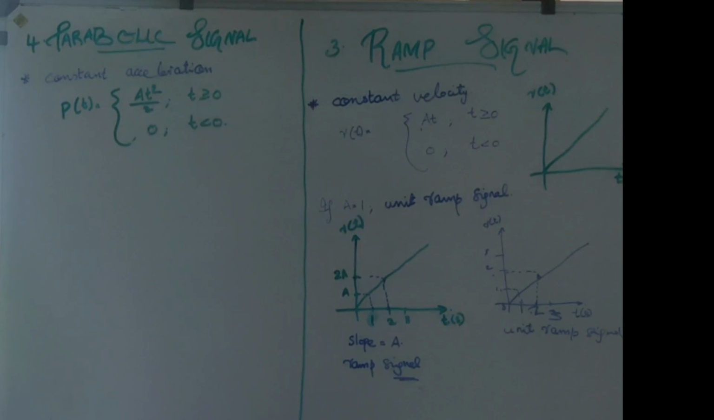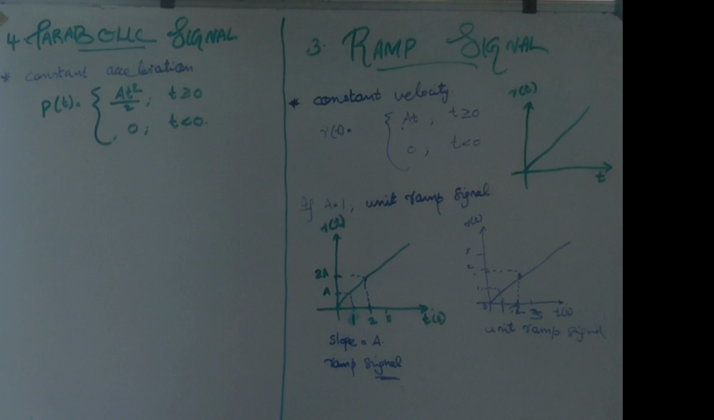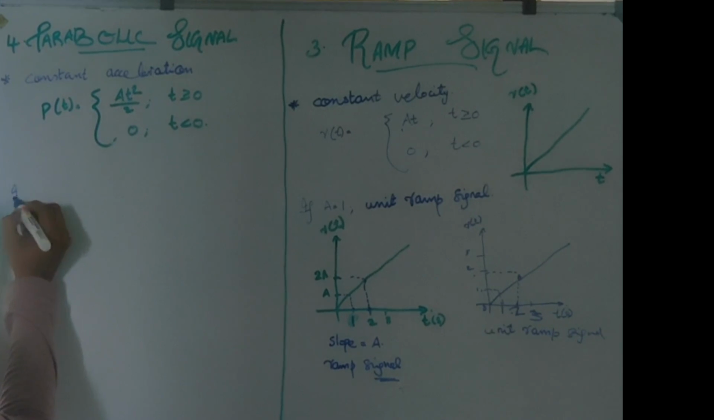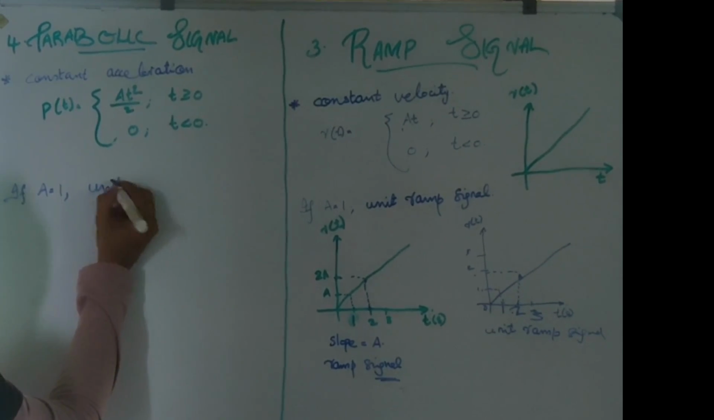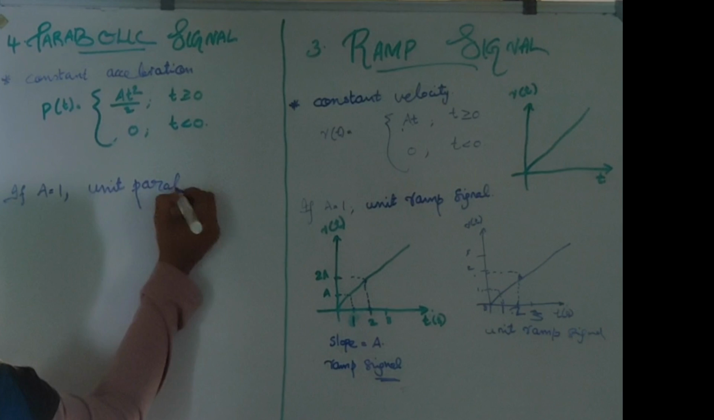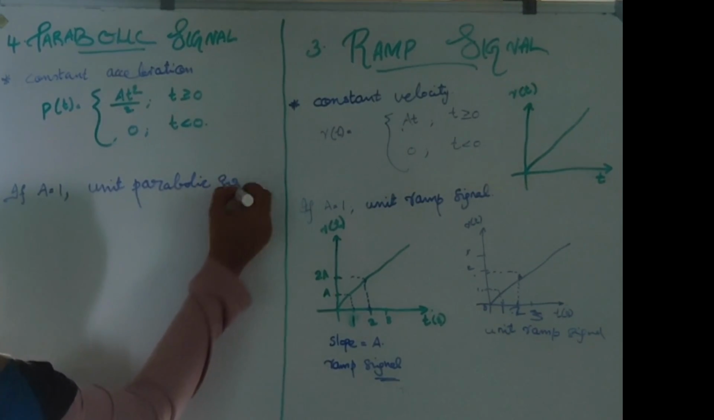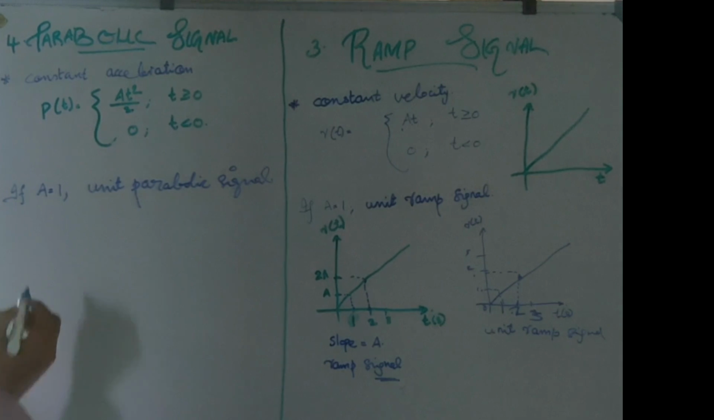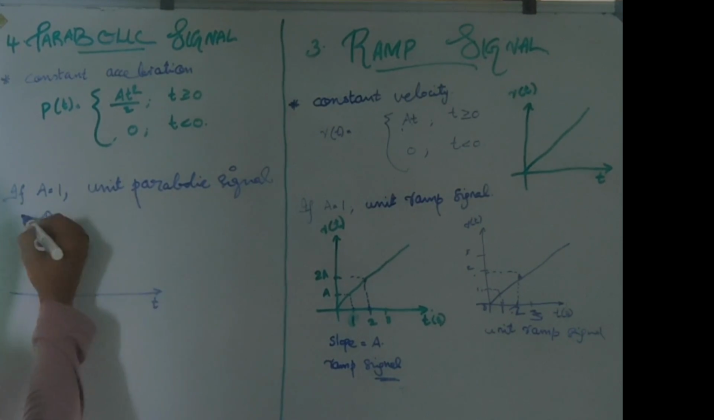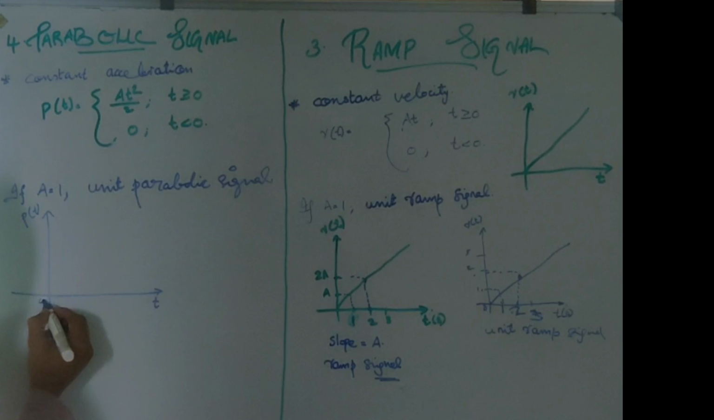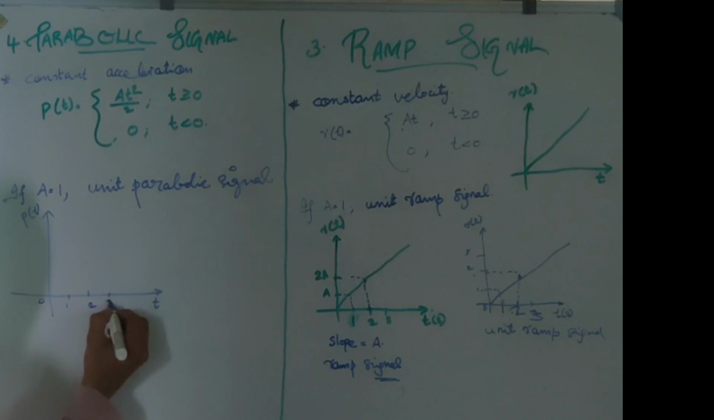So how can we draw it graphically? Here the same way, if a is equal to 1, the parabolic signal is called a unit parabolic signal. So how are we going to draw it? It is like this: t in the x-axis and p of t in the y-axis. Here at t equal to 0, t equal to 1, t equal to 2, t equal to 3.